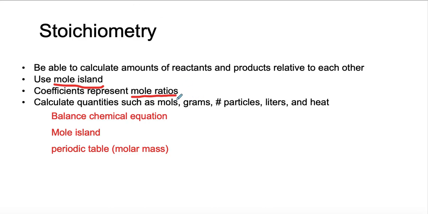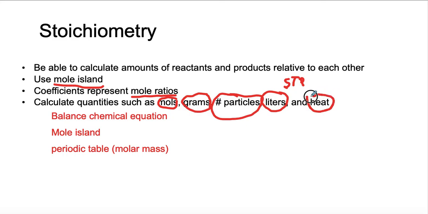The important thing is, you may have to calculate moles, you may have to calculate grams, so you would need molar mass. You may have to calculate number of particles. You'd need to know 6.022 times 10 to the 23rd. You may have to calculate liters. You would need to either use ideal gas law, or if it's at STP, standard temperature and pressure, you could use the 22.4. Heat depends on the enthalpy of the reaction. And so you can do stoichiometry with all of those things.